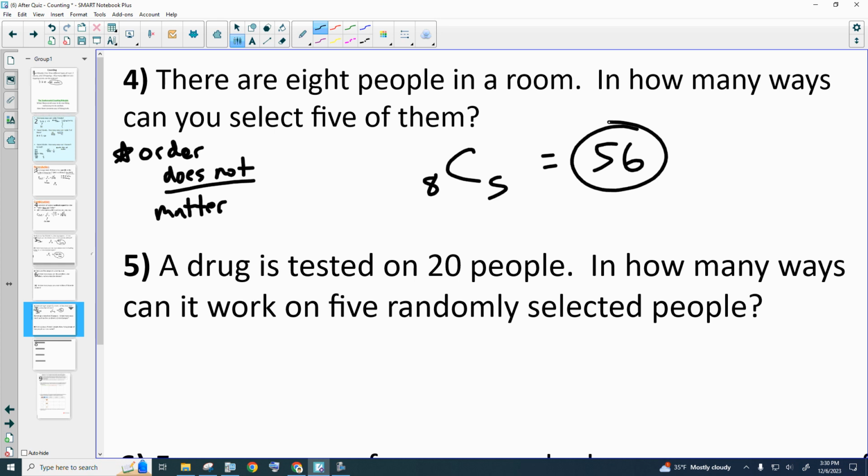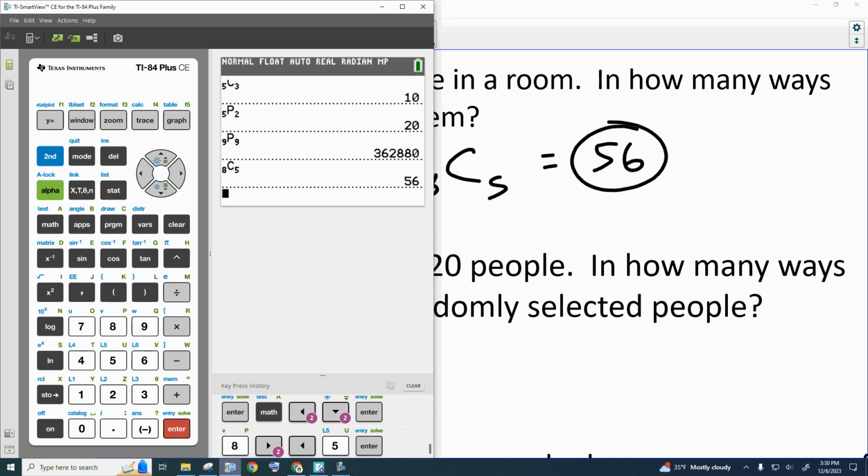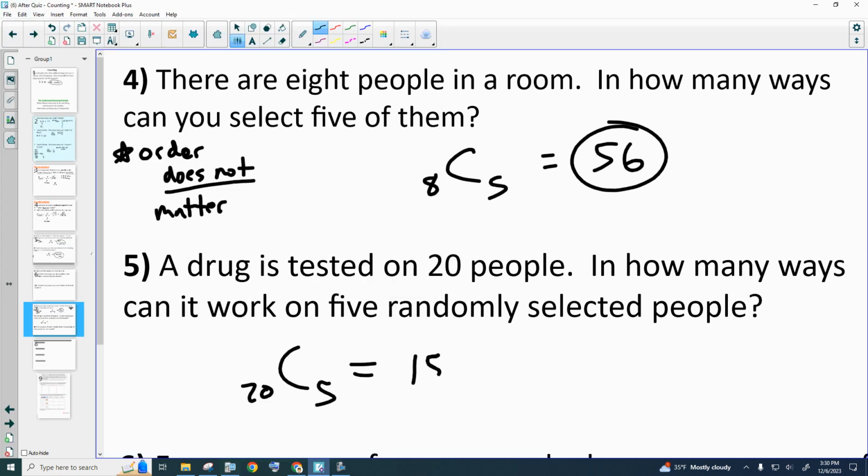A drug is tested on 20 people, and how many ways can it work on 5 randomly selected people? Does the order matter? No. We just want 5 people from the 20, so this is a combination of 20, choose 5. So last one on the calculator, then you're going to have to do the rest on your own. We're going to change this to 20, choose 5, hit enter. 15,504. I'd hate to make a tree diagram for that many random people.